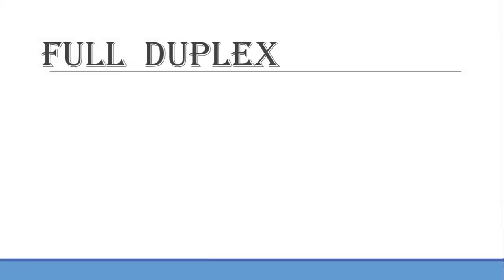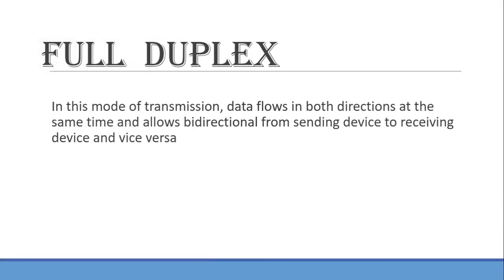Heading toward the last one, that is the full duplex. In full duplex transmission, data flows in both directions at the same time and allows bidirectional flow from sending device to receiving device and vice versa. So in the previous method, half duplex, we are going in both directions but one at a time, and instead of that, full duplex allows us bidirectional, both directions at the given time. So it is a faster mode of communication, so we don't have to wait for transmitting the data and then for receiving the data. We can transmit and receive at the same time. So this is the full duplex transmission mode.